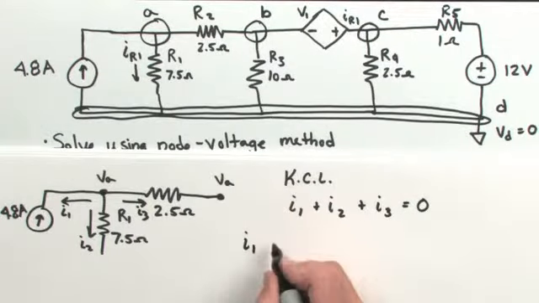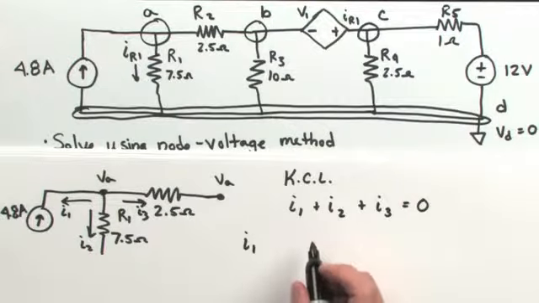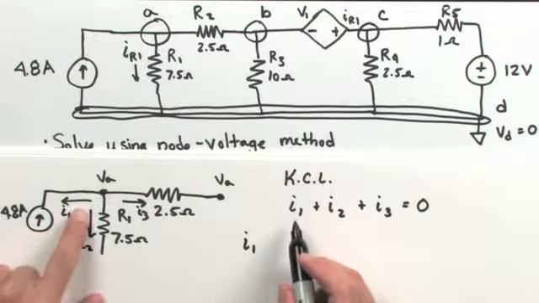To rewrite the current in terms of the node voltages, first of all, I'm going to look at I1, which is right here.